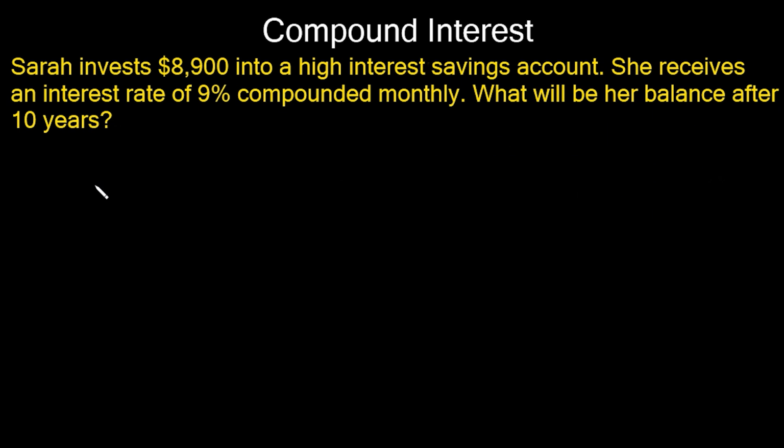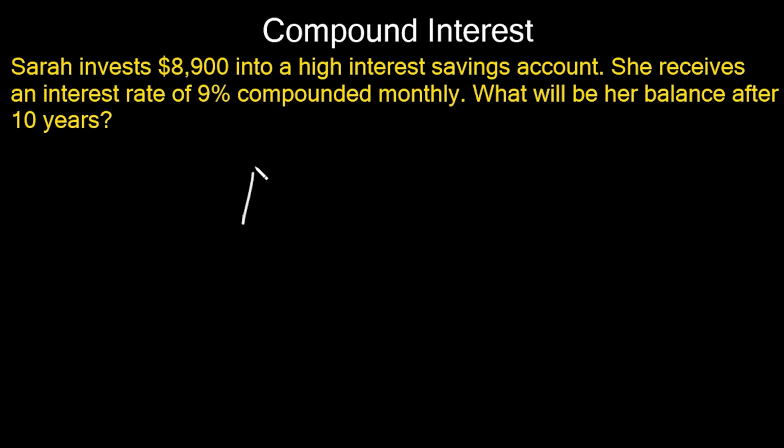So here's our next example, and it's saying Sarah invests $8,900 into a high interest saving account. She receives an interest rate of 9% compounded monthly. Now that's a key word right there. We'll go back to it. What will be her balance after 10 years? So this one, again, you don't hear those words continuous or continuously, meaning we're not going to be dealing with the continuous compound interest formula, but rather we're going to be dealing with just compound interest. So we need to go ahead and figure out what we're going to plug in here.